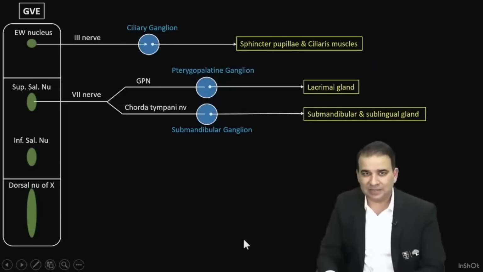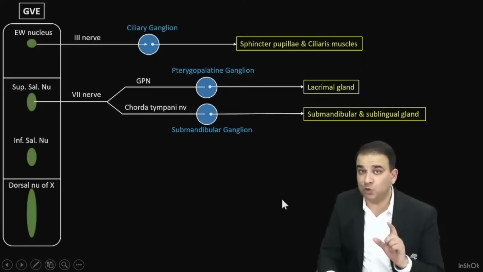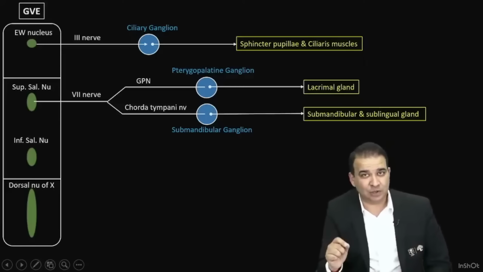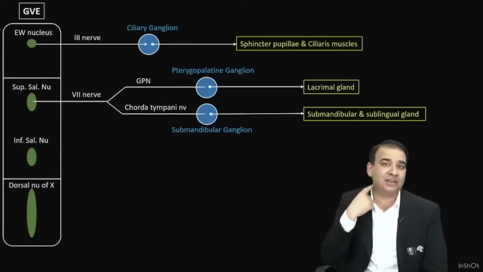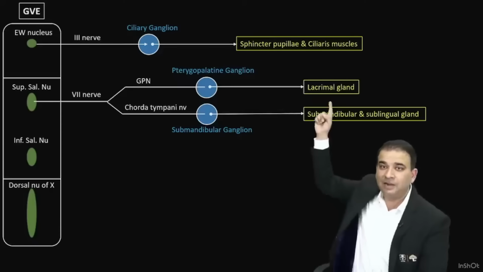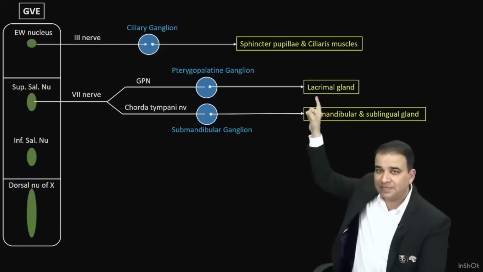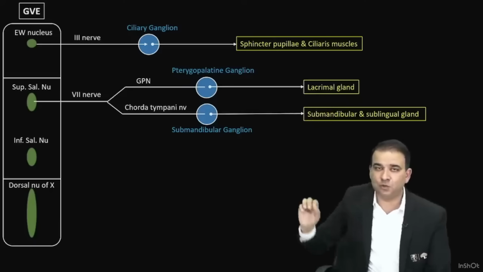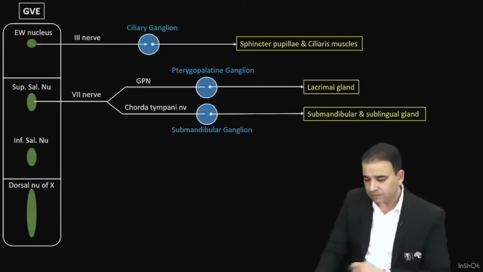So remember, guys, the name is superior salivatory nucleus, but that doesn't mean it is only supplying the salivary glands. It is not only supplying the submandibular and sublingual gland, it is supplying the lacrimal gland also. That's the question here. The name says lacrimal gland, but it is supplied by superior salivatory nucleus.